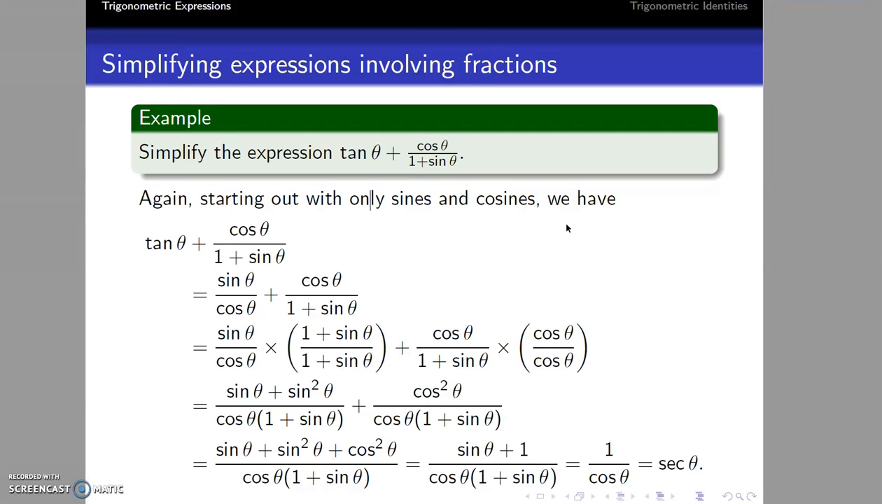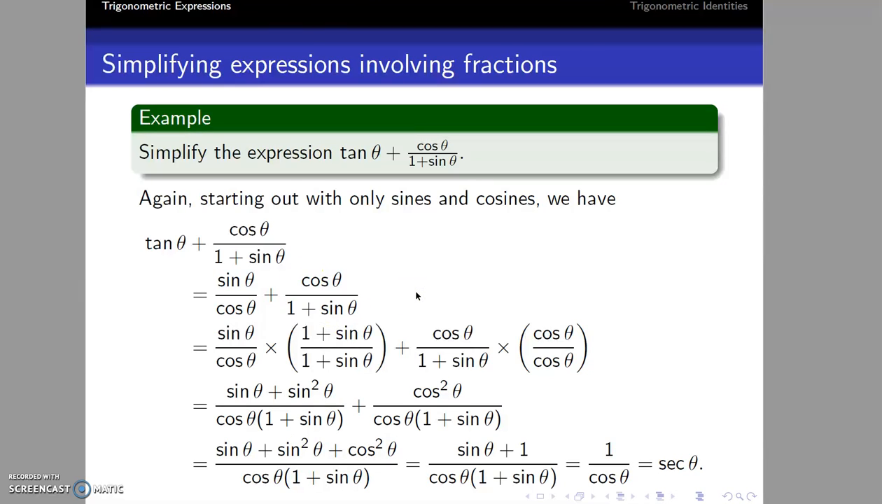So how would I do that? Well, I've got essentially two fractions. And that's not clear immediately, but it is clear once we rewrite tangent as sine over cosine. So I've got one fraction here. I've got one fraction here, and they're being added together.